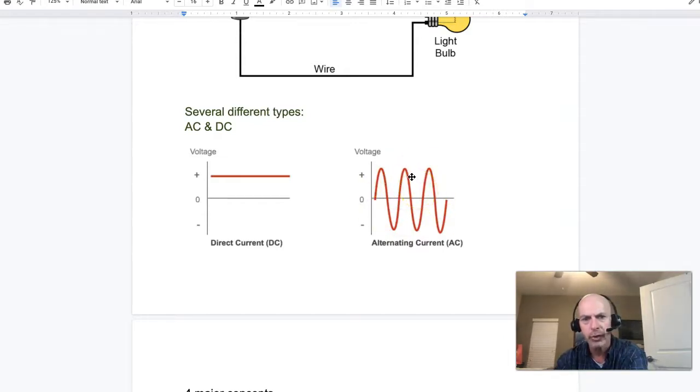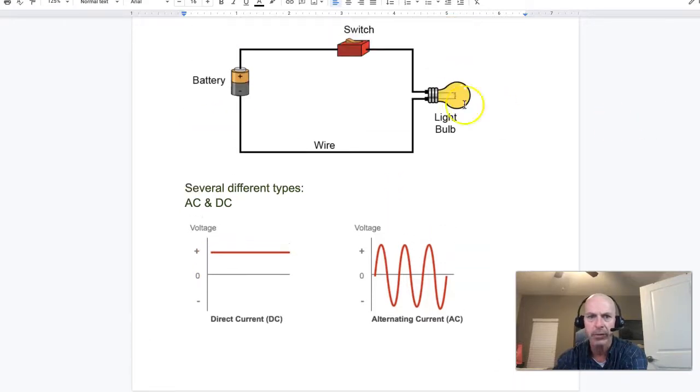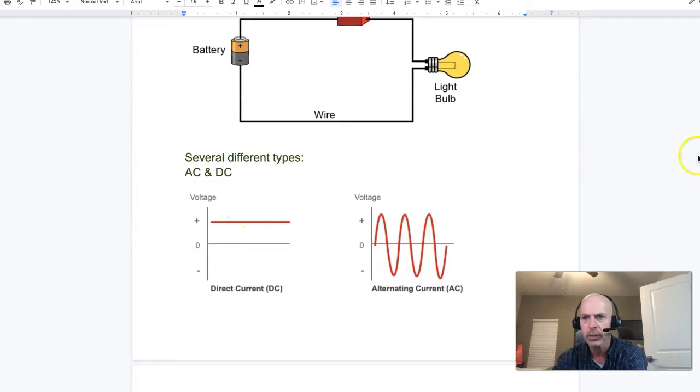Now, the type of electricity that we're really going to deal with is what's called DC, or direct current. With direct current, that battery, for example, provides a constant level of voltage, which is the push or the energy created in a pathway. And so, for example, if we have a 9-volt battery, that voltage would be constant at 9 volts. So that's DC, and that's the type that we'll be studying in this class.